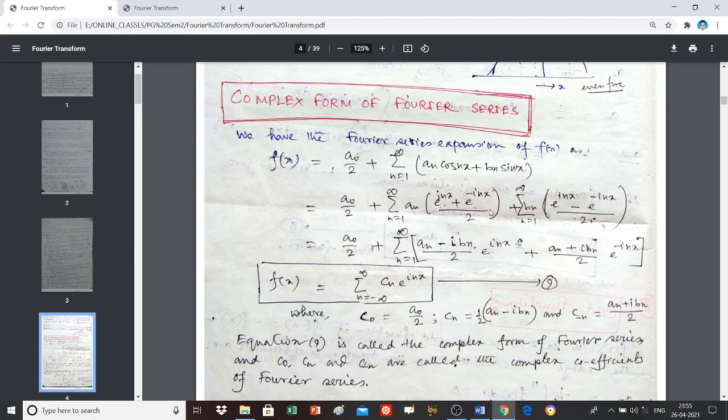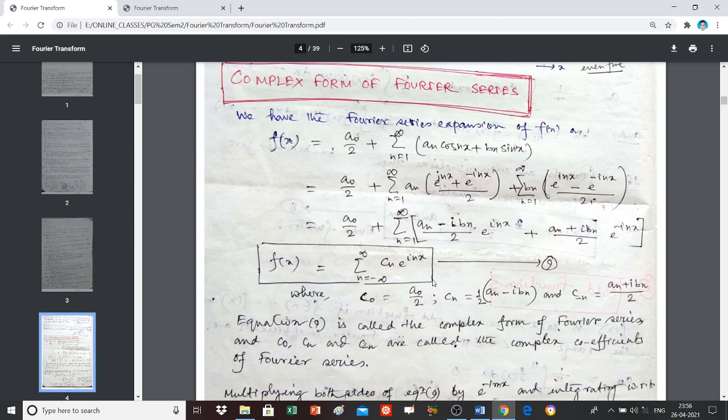And the next one is here, that is, in this case the common term will be e to the minus inx. That is here, and from here an is here, and from here you see here i bn is here, and minus 2 is here. So minus 2 and this minus will give you plus sign, then i bn by 2. So from this line we can get this line, and after that f(x) is equal to, you can write this expression as the sum over n equal to minus infinity to plus infinity of cn e to the inx.